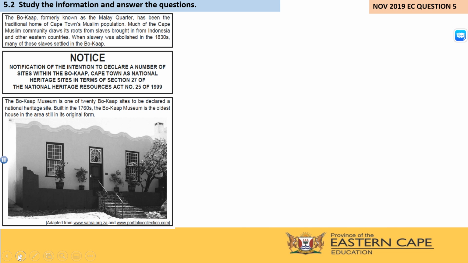The Bo-Kaap Museum is one of 20 Bo-Kaap sites to be declared a National Heritage Site. Built in the 1760s, the Bo-Kaap Museum is the oldest house in the area, still in its original form. And there you have below that an image of the Bo-Kaap Museum, which was built in the 1760s in Cape Town.